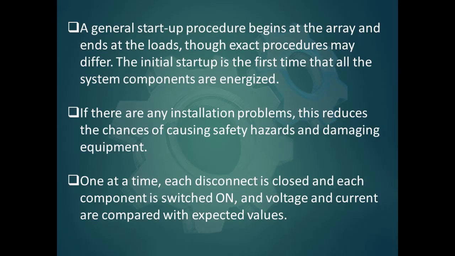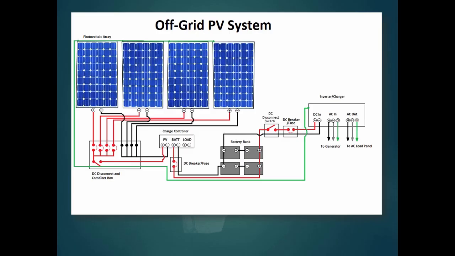A general startup procedure begins at the array and ends at the loads, though exact procedures may differ. The initial startup is the first time that all the system components are energized. If there are any installation problems, this reduces the chances of causing safety hazards and damaging equipment. One at a time, each disconnect is closed and each component is switched on, and voltage and current are compared with expected values. See the figure.